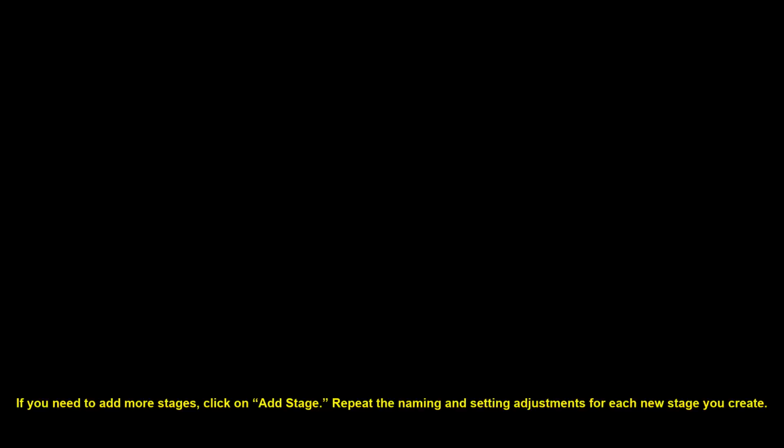If you need to add more stages, click on Add Stage. Repeat the naming and setting adjustments for each new stage you create. To rearrange the stages, simply drag and drop them into your desired order. Once you've set up all your stages, click Save to confirm your changes. You can always return to this section to make further adjustments if needed.